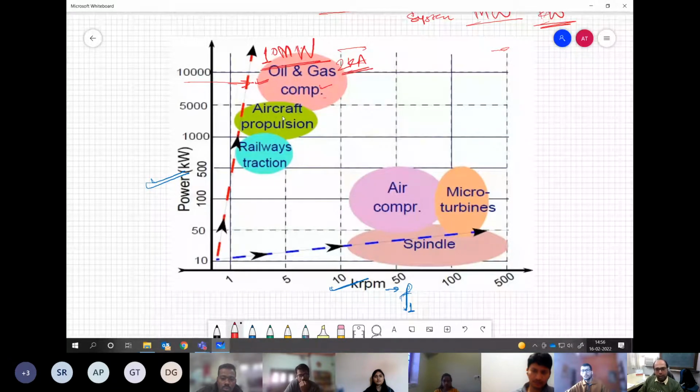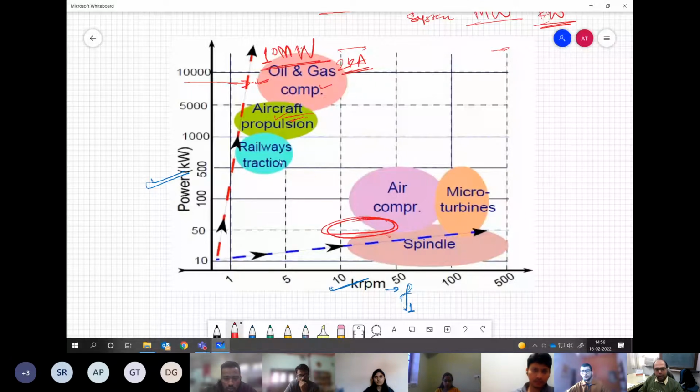Now we have another application, aircraft propulsion. Power may be high, but at the same time we may need high speeds also. Some aircraft propulsion may come over here as well, on the high speed side. Power may not be required to be very high, for example for a sophisticated drone, where the speed needs to be very high for the propeller.